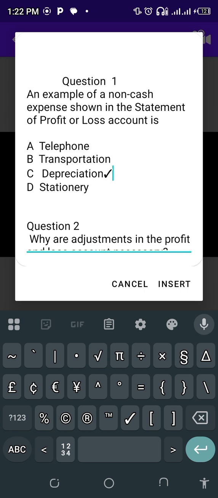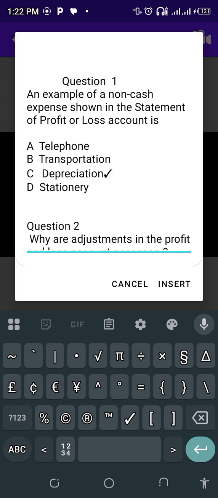Now let us find out other non-cash expenses that are found in accounts. There are other non-cash expenses this question can ask about if depreciation is not among the options. Other non-cash expenses are amortization, depletion, and impairment. Impairment losses are non-cash expenses.